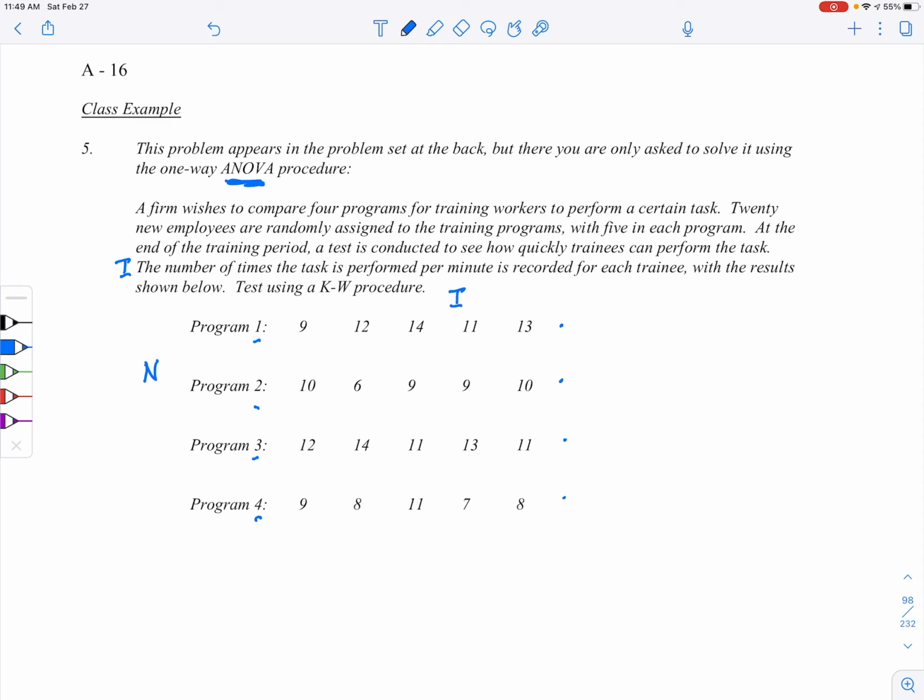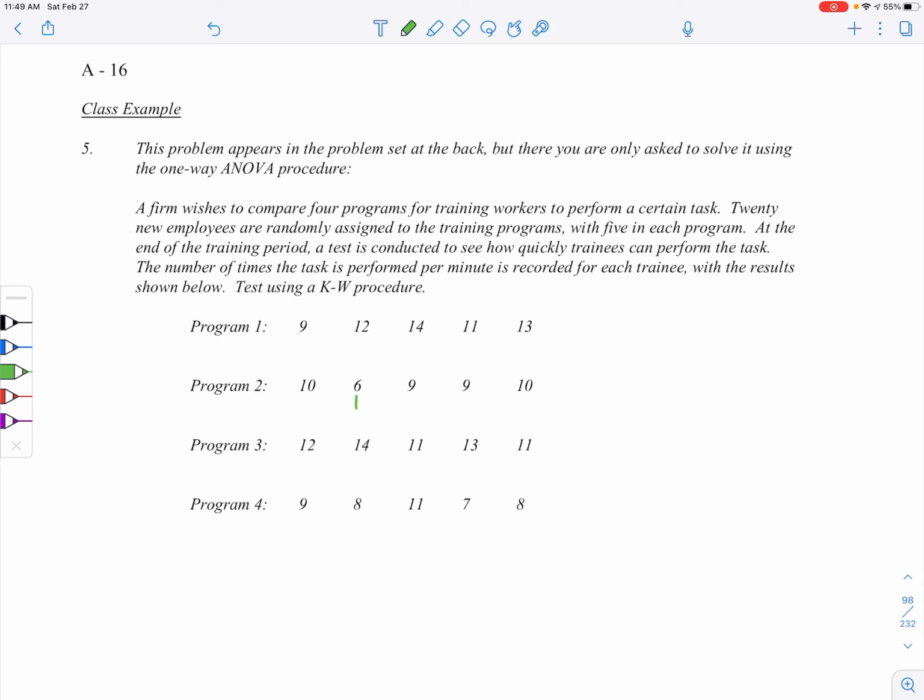So what we do is we go through here and let me just get rid of some of the things here, clean it up a little bit. Okay, so what we do is we go through here and we look at all 20 numbers together. Ignore the fact that they are broken up into 4 different treatments. So just think of them as 20 numbers. And you find the smallest one, and you assign it a value 1. So the smallest number is a 6, and so it is assigned a 1 here.